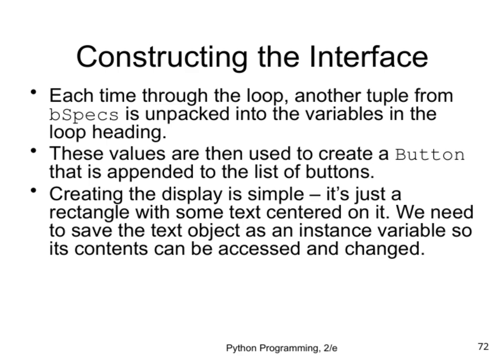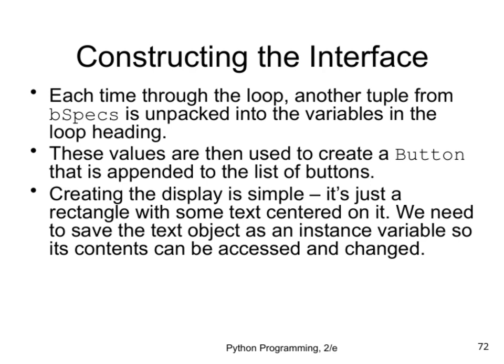All right, so as we go through each iteration of the loop, we're unpacking a tuple from bspecs into the variables defined in the loop header. This means that for each tuple, its values are assigned to specific variables, making it easy to use those values right away. Once we have those variables, we use them to create a button object. This button is then added to our list of buttons, which helps us manage and display multiple buttons efficiently.